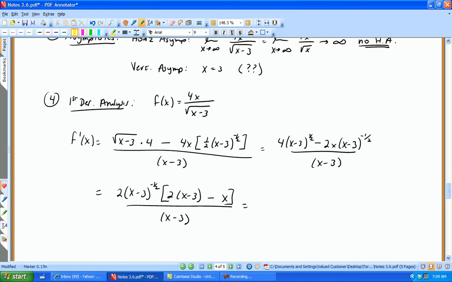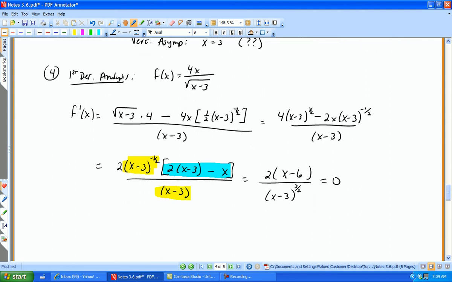This x minus 3 to the negative 1/2 can be moved to the denominator and join up with that x minus 3 down there. So now in the denominator, I have x minus 3 to the 3/2. In the top, I have 2, and if I simplify what is in here, distributing this 2, I get 2x minus 6 minus x, which becomes just x minus 6. Now what I want to do is set that equal to 0 or undefined. It will be undefined when x equals 3, which is not part of my domain. It will be equal to 0 when the numerator is 0, which means x will equal 6.